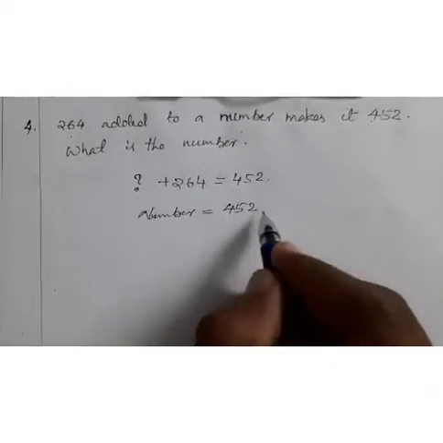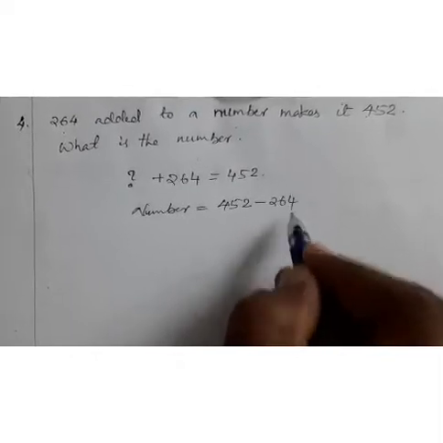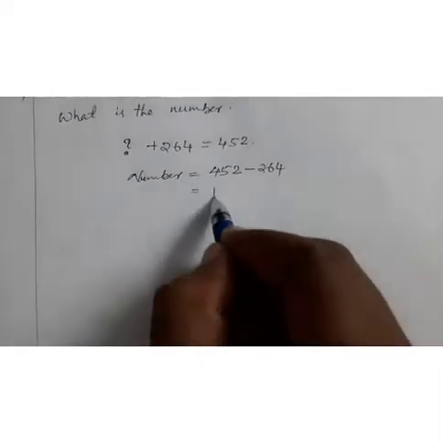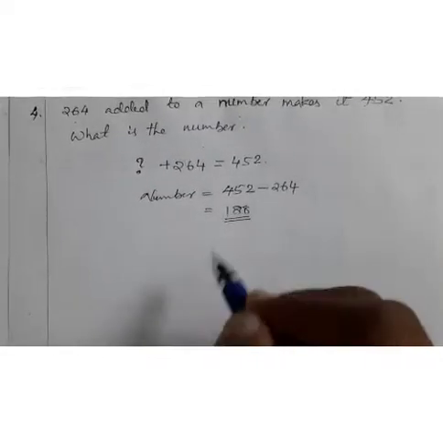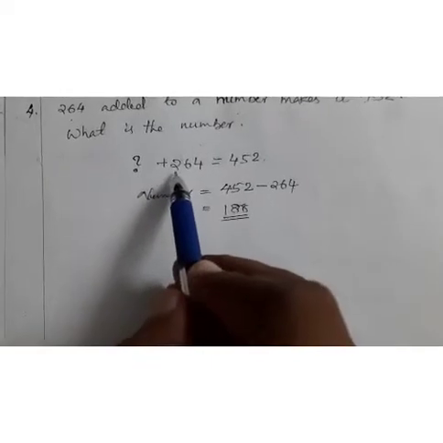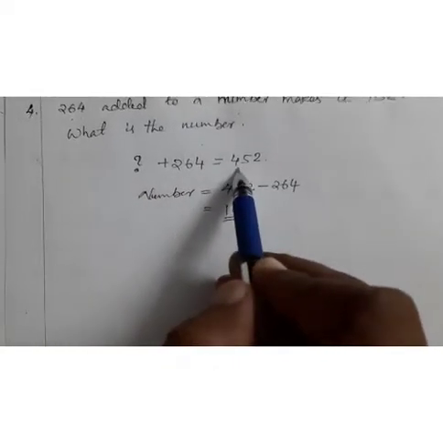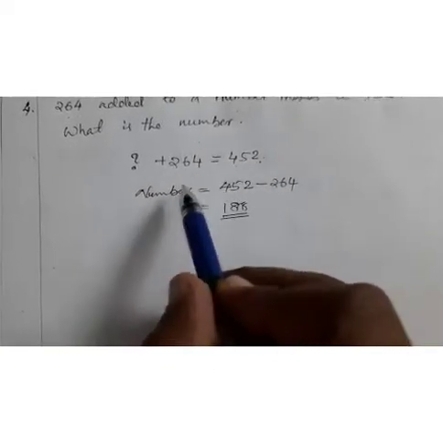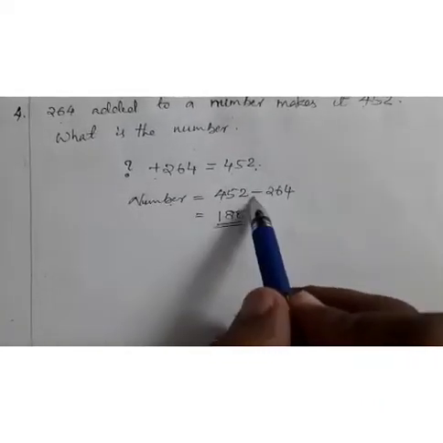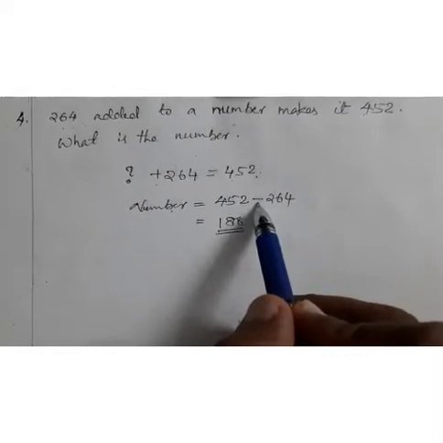452 minus 264. So calculate it. How much? It is 188. So a particular number is added with 264, and we will get 452. So the number you have to find out. Instead of addition, we are doing the inverse operation, that is subtraction.